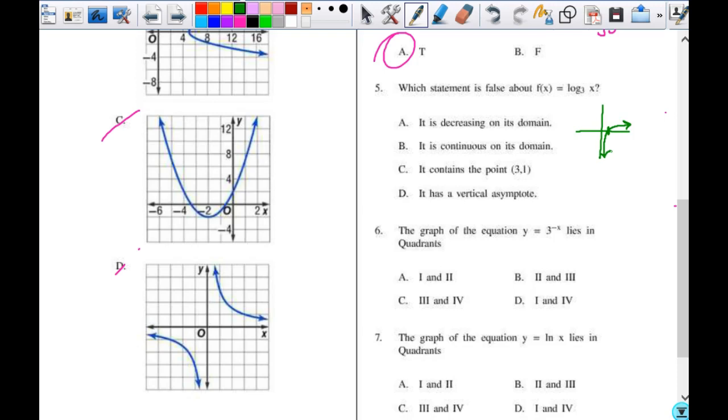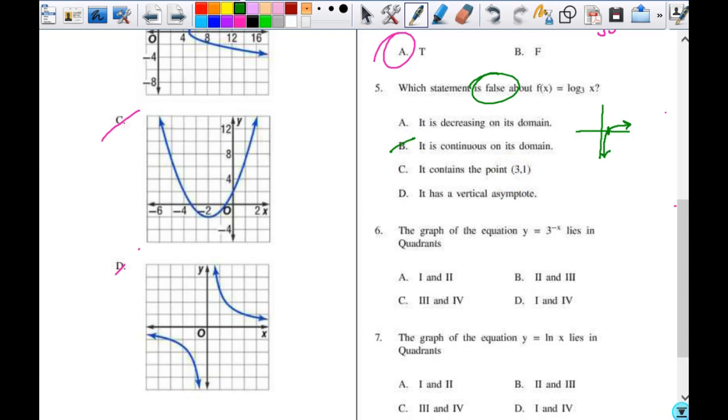Well, its domain goes from 0 to infinity. It is a continuous function, so that's a true statement, but remember what we're looking for is false. Pretty sure that one's false, like that sounds like my answer. But I want to keep on reading just in case we read the question wrong or read one of these wrong. So it is continuous, which means it's not my answer.